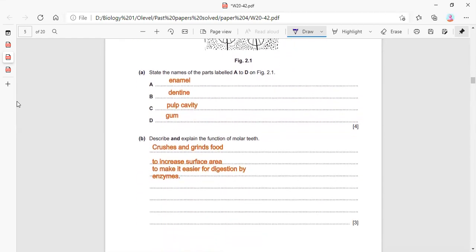Describe and explain the function of the molar teeth. عليها ثلاث درجات يبقى لازم اشرح له بالتفصيل. المولرز دي بتعمل ايه؟ crush and grinds the food. why? to increase its surface area. why do we want to increase the surface area? make it easier for the digestion by enzymes. يبقى these are the reasons.